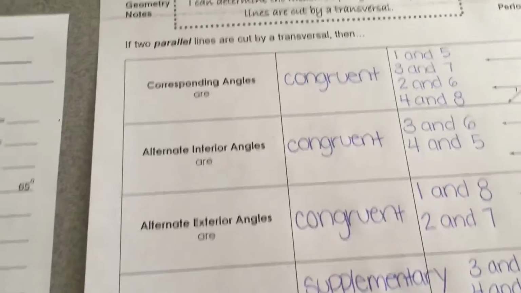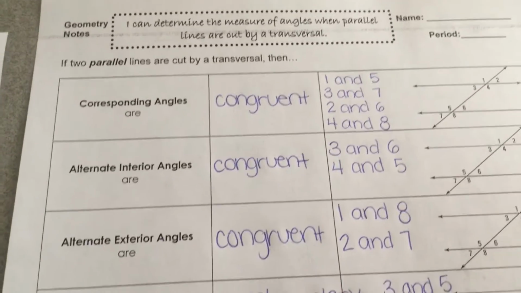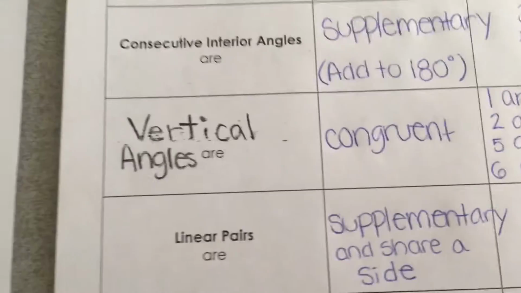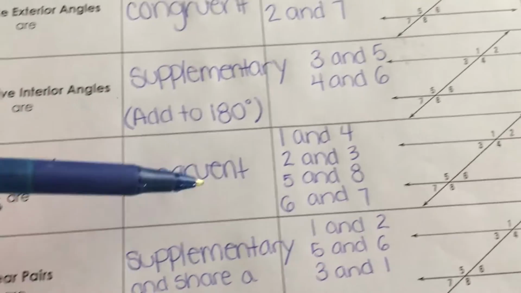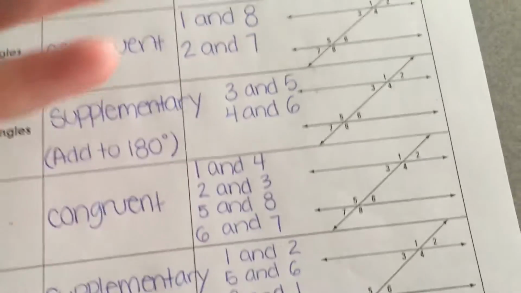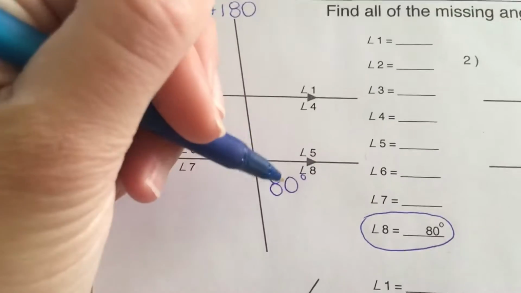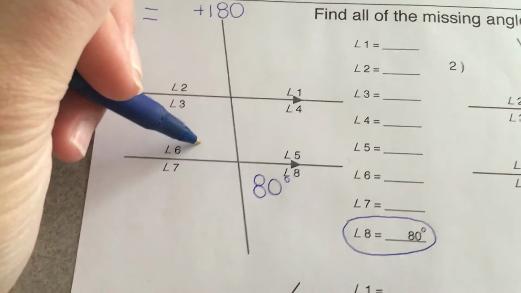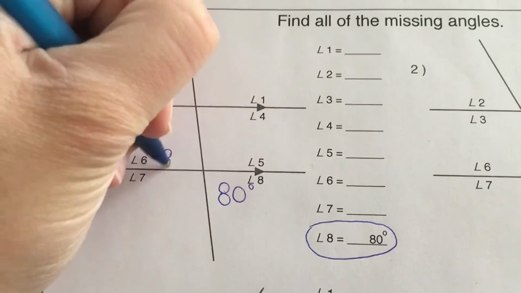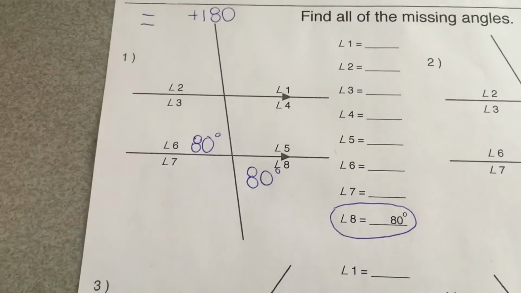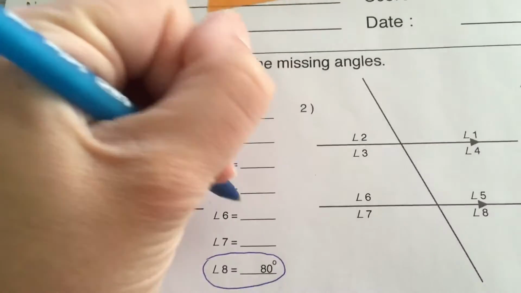So I'm going to look back at that sheet we filled out the other day, and I remember that vertical angles are congruent, and those are the ones that are opposite of each other, so like 1 and 4, 5 and 8, so they go right across from each other. So I'm going to look at the angle that's right across from angle 8, and that's angle 6, and I know that's also going to be 80 degrees. It's going to be congruent. So angle 6, 80 degrees.